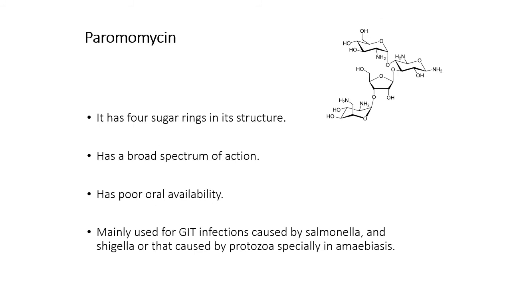Here's paromomycin, just another example. Here we have 4 rings in the structure with a broad spectrum activity, but again, poor oral availability. It's used primarily for gastrointestinal tract infections, caused by Salmonella or Shigella, or protozoa. So for example, food poisoning, dysentery, that kind of thing.